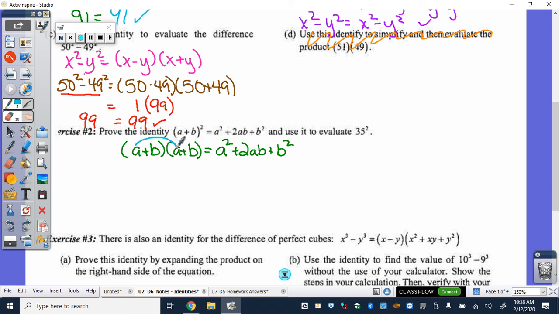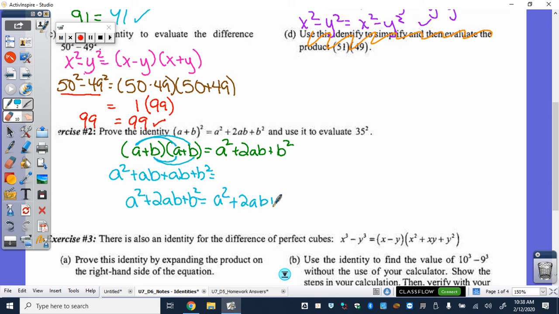So a times a, and then a times b, times a, and then b times b. Combine your middle terms, and do we get one that matches? Yes. So that identity actually is true.